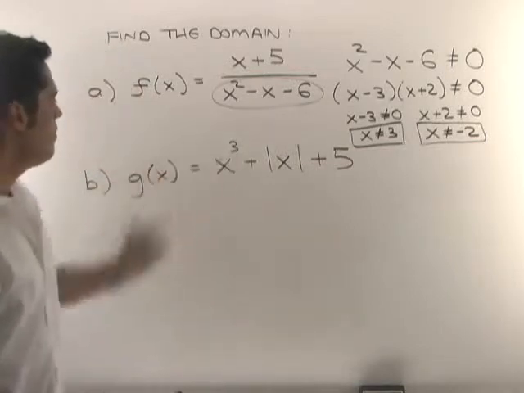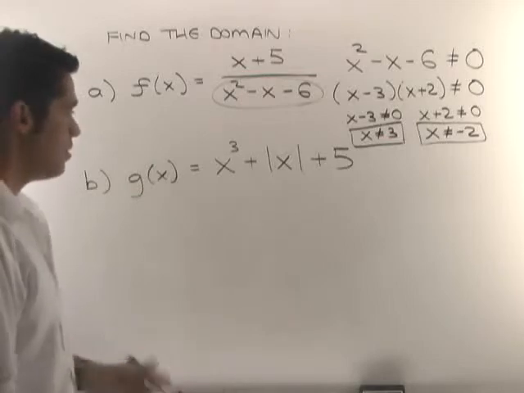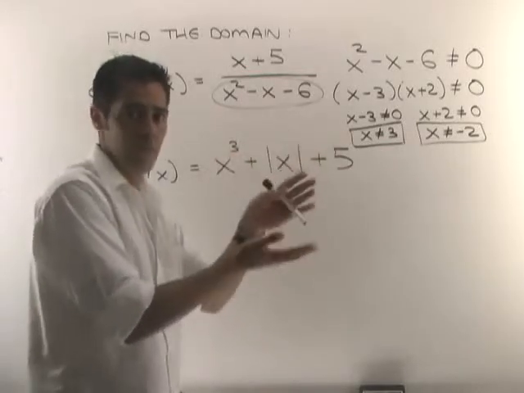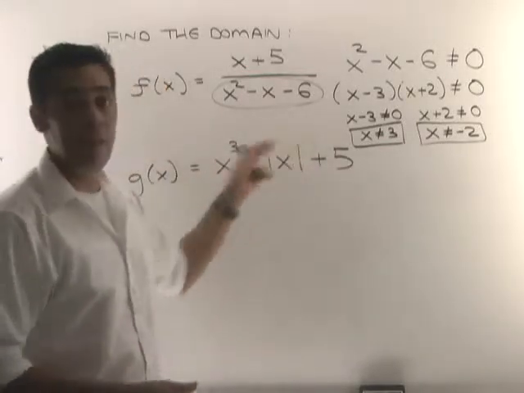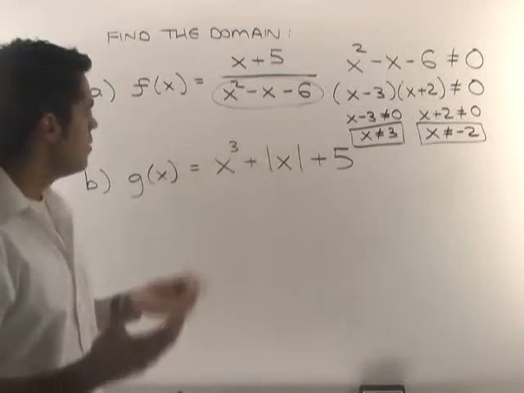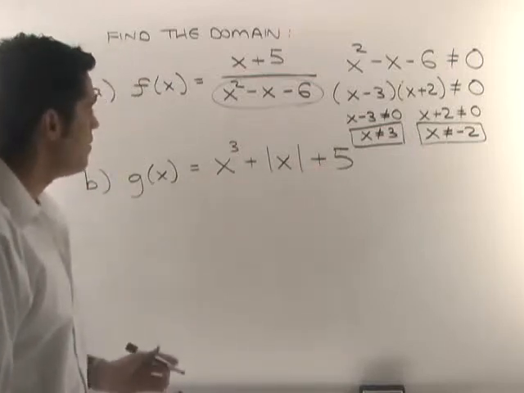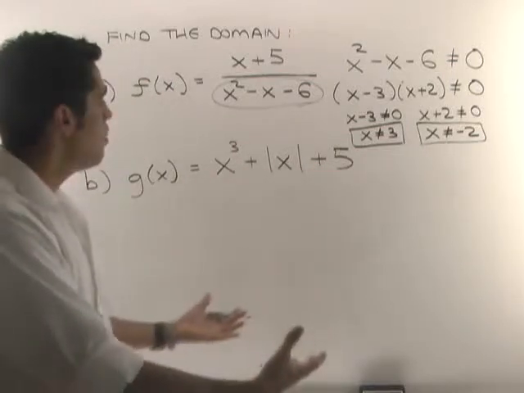Okay, now in the next problem, part G, or g of x, we're again asked what's the domain. Now, do you see a fraction anywhere here? No. Do we see a root, an even root anywhere? No. So whenever you don't see those two, you pretty much are not going to have a problem. So what we can say to ourselves is that the domain of this is anything. We can plug anything we want into this.